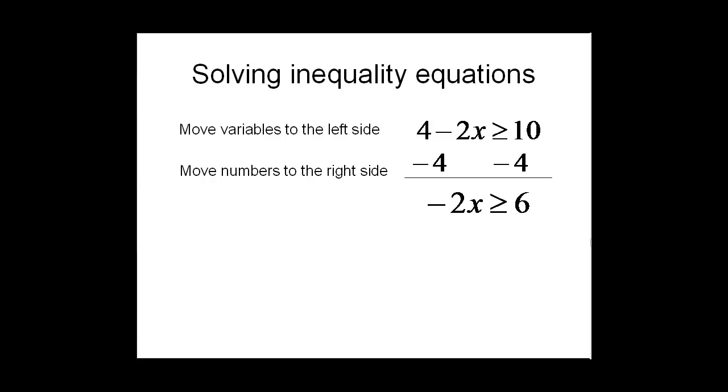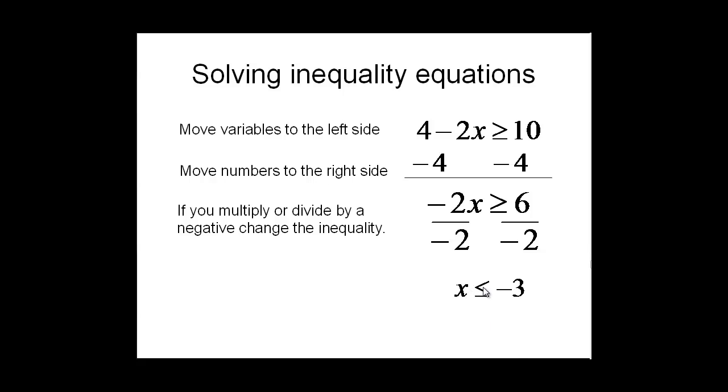Now, if you want to solve something like 4 minus 2x is greater than or equal to 10, make sure the variable stays on the left side, so we have our x on the left side. Then we move everything to the right side using the same algebraic manipulation we had before. We'll move the 4 by subtraction, and then we'll divide by negative 2. Now, when you're dividing by a negative, the inequality changes direction.